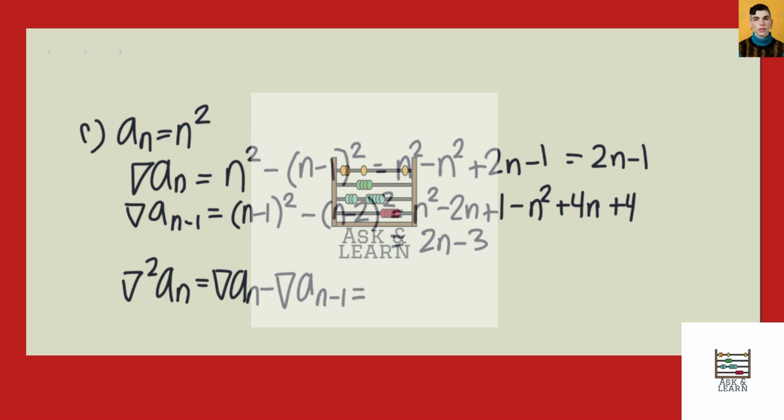Okay, so that gives us 2n minus 1 minus 2n minus 3. Well, this just ends up being the two n's will cancel out, so we get minus 1 plus 3, which is equal to 2.